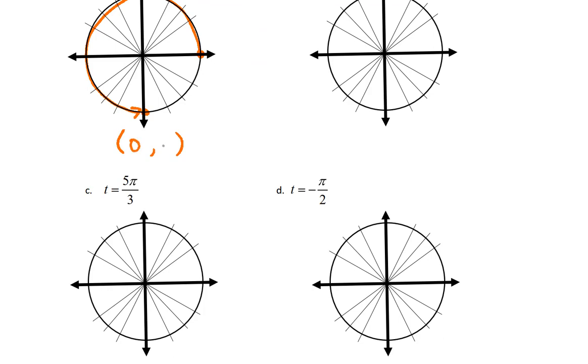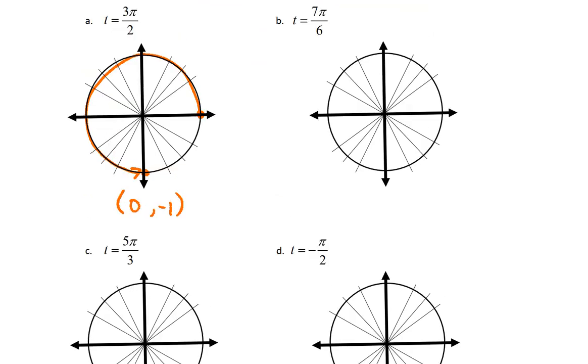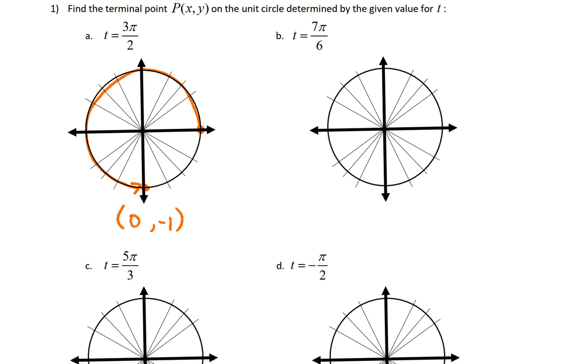X value is 0, y value is negative 1. So that's it. That's all we want to do for each one of these. For part B, this time they're giving us t equals 7 pi over 6. So again, we've got to remember where that is on the unit circle.